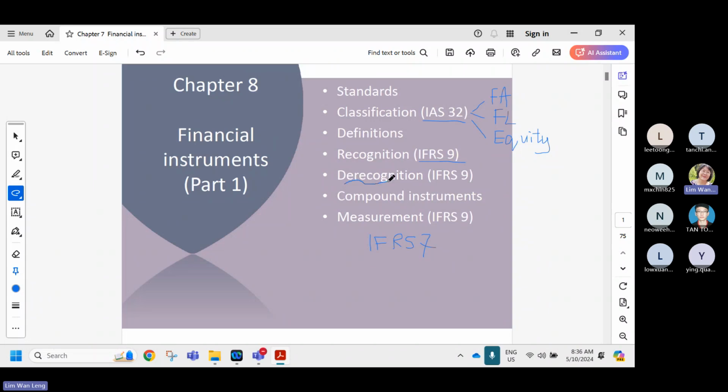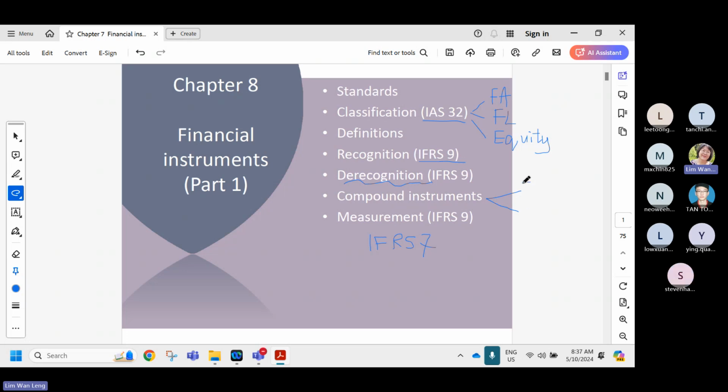Derecognition is something that we have looked at, especially when we look at the conceptual framework, which says that there are principles with respect to derecognition. Derecognition basically just means at which point in time you should remove the financial instrument from the books. Of course, we will also look very quickly at compound instruments, or some books call them hybrid instruments. Why? Because that particular instrument comprises a financial liability component as well as an equity component.